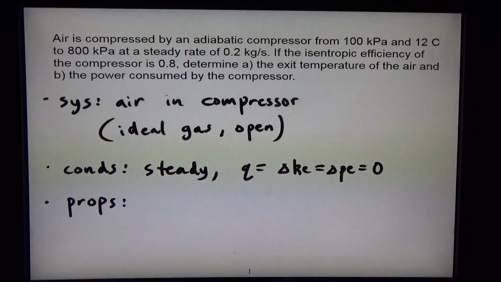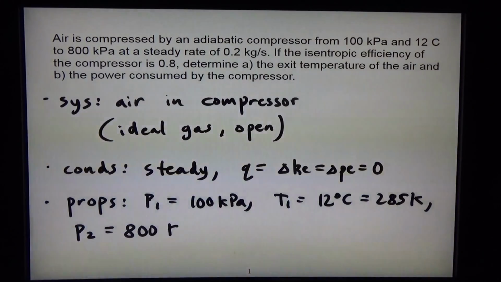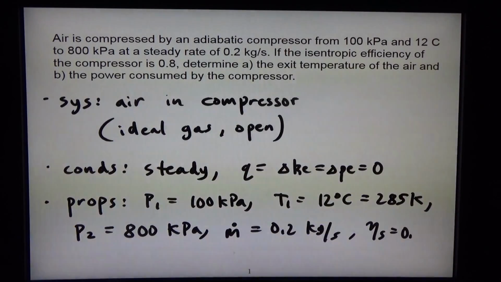For the properties, we have the inlet pressure is 100 kilopascal. Inlet temperature is 12 degrees Celsius or 285 Kelvin. The exit pressure is 800 kilopascal. Mass flow rate is 0.2 kilograms per second. And lastly, isentropic efficiency is 0.8.